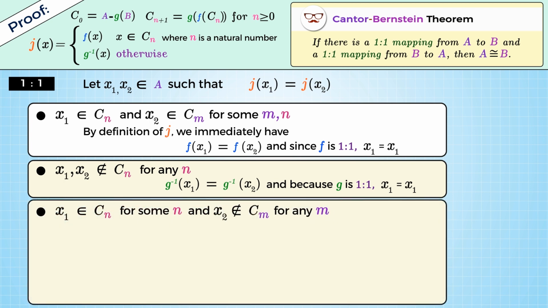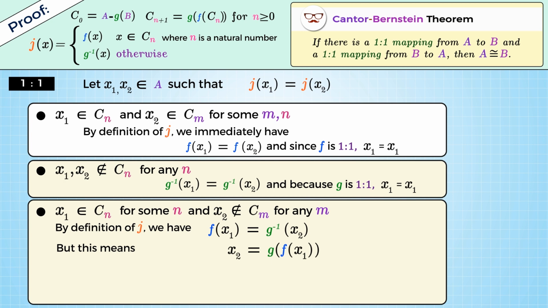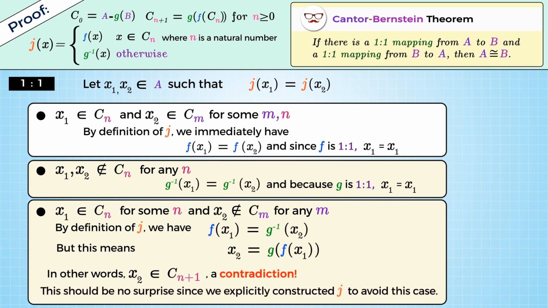So the only real case to check is the third case. By definition of J, we have f(x1) equals g inverse of x2. But this means x2 is equal to g(f(x1)). In other words, x2 is in Cn+1, a contradiction. So this case is actually impossible, which should be no surprise since we explicitly constructed J to avoid this case. Therefore, J is 1-to-1.